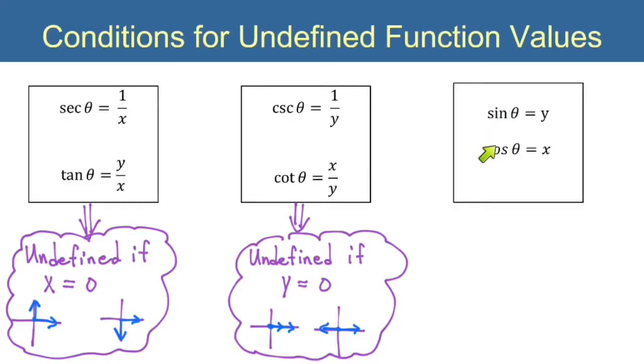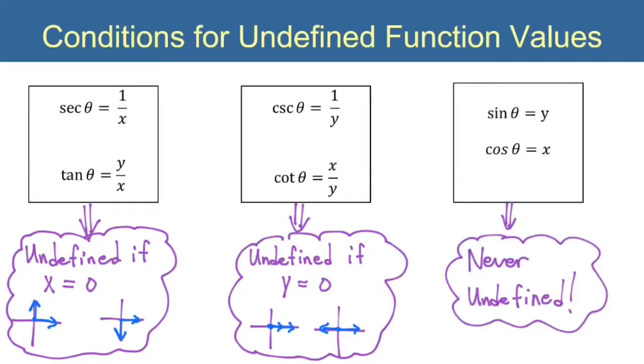And then finally, for sine and cosine, as you know, sine of theta equals y and cosine of theta equals x. So these don't have denominators, and therefore these two functions can never be undefined. And if you're talking about angles that are not quadrantal, where you do have y over r and x over r, well, you know r is the distance from the origin, and therefore r can never be 0, so you still would never have a time when sine or cosine are undefined.